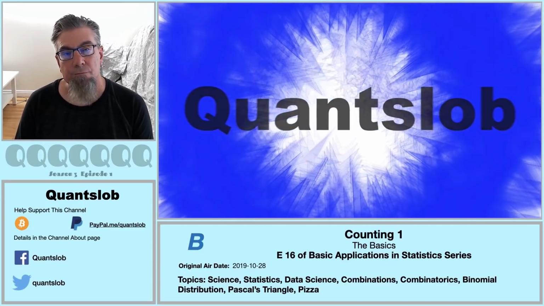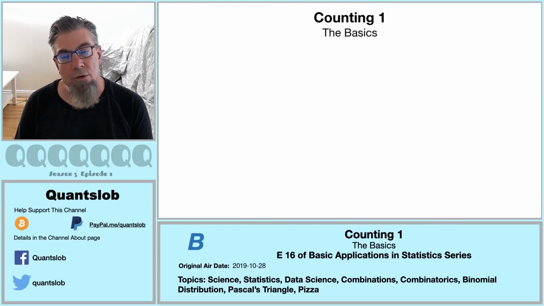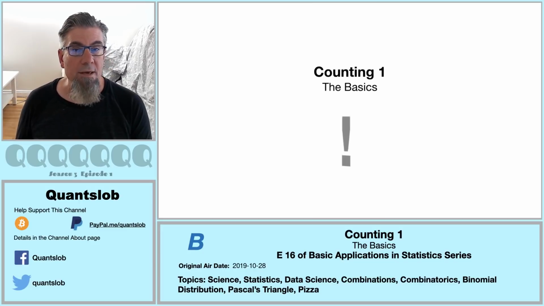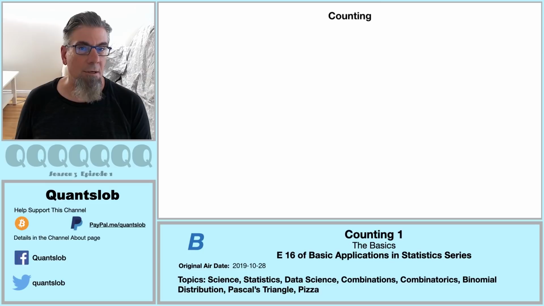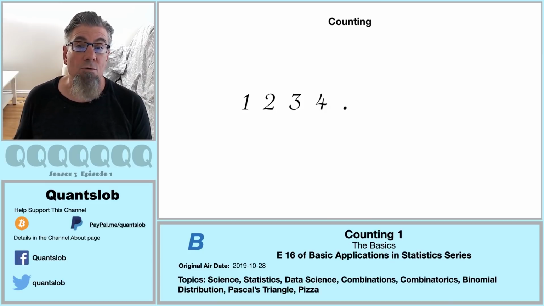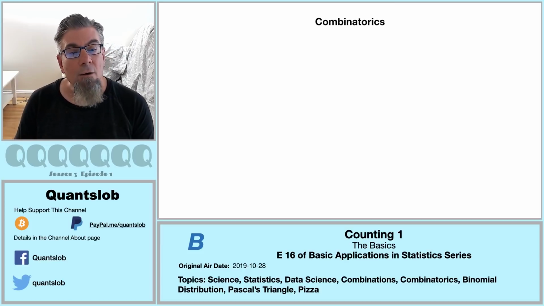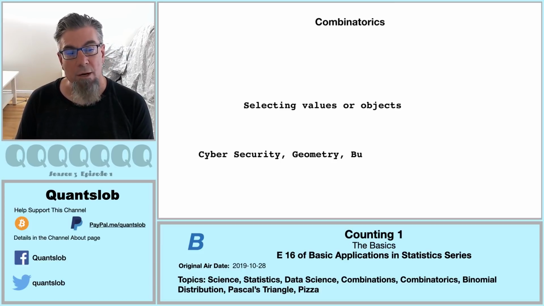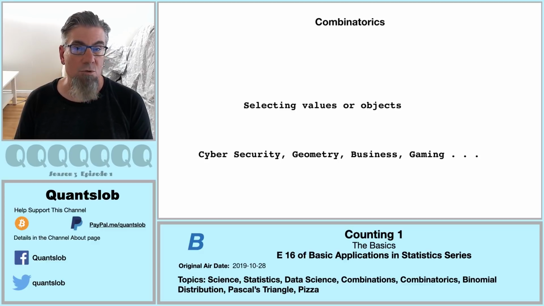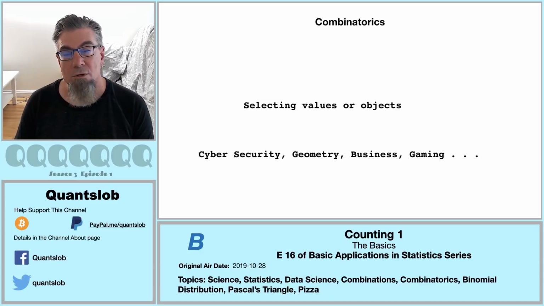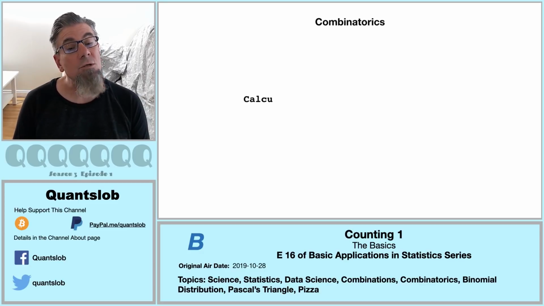This is 16, if you can believe it, in our basic application series. This time around, we're going to take a quick peek at the basics of counting. And when I say counting here, I'm not necessarily talking about 1, 2, 3, 4, although it certainly is quite related. We're actually talking about combinatorics. Combinatorics is all about combinations, the selection of values or objects from within a larger collection. Combinatorics has many, many important applications.